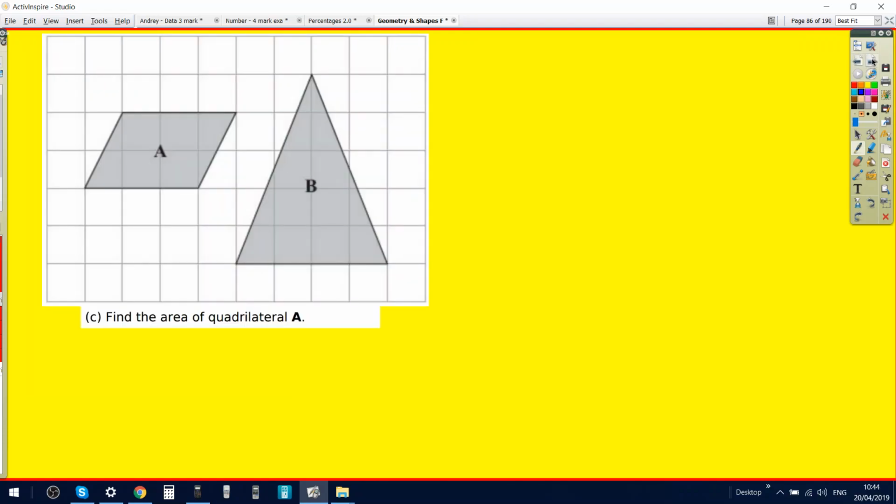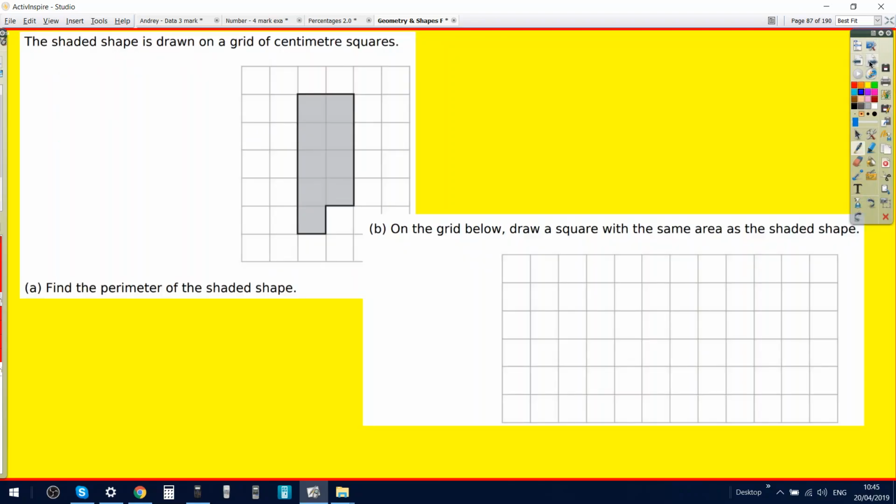It's fine. How'd you do this one? So the area of a quadrilateral, that's base times height again, isn't it? Yeah. So the base is 3, and the height is 2. So 3 times 2, that's 6. Yeah. That one's okay.